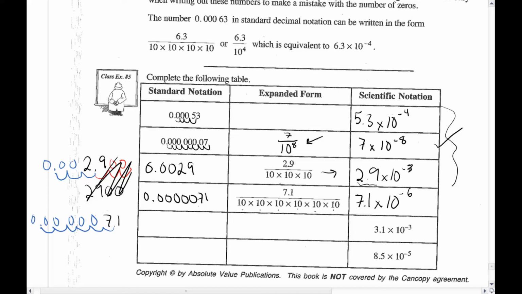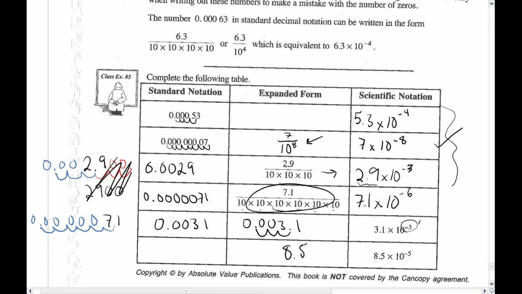So we don't have to do this step right here. We can take scientific notation and put it back into standard notation. You start with your 3.1 and you make your jumps. It's a negative 3. It's going to be a smaller number. 1, 2, 3, 0.0031.